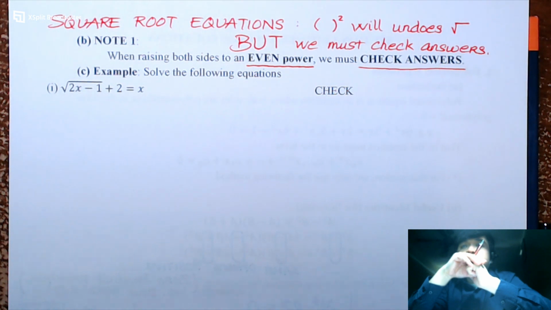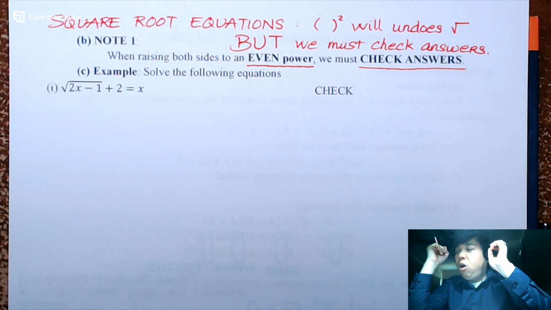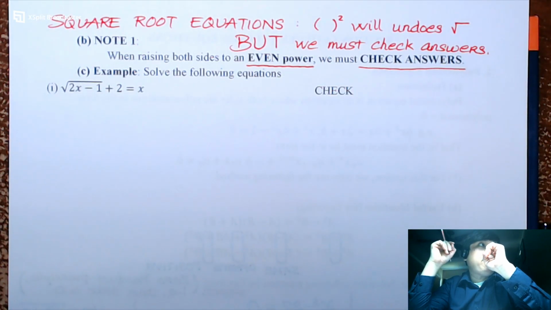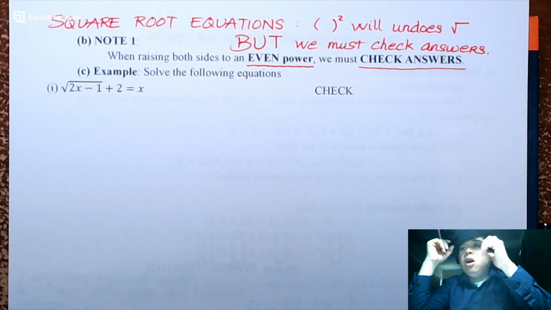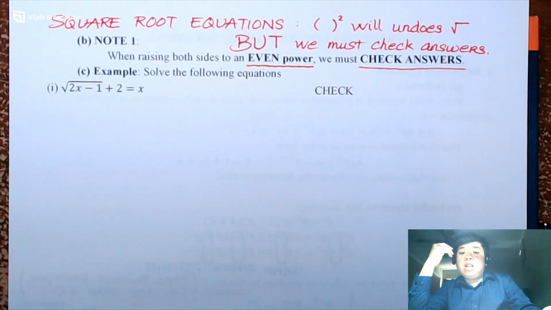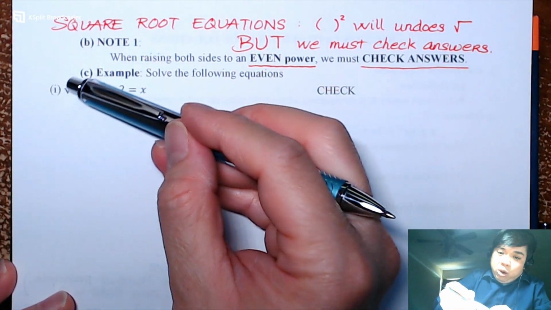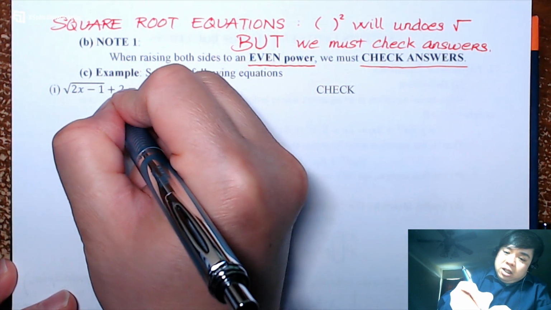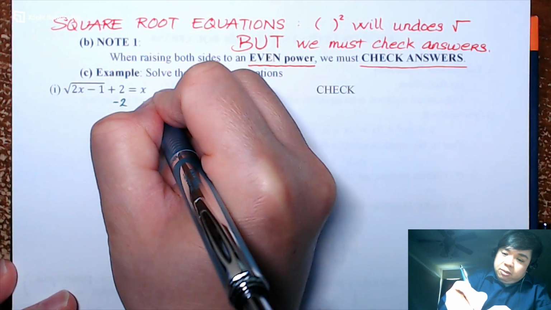So that's a very important rule. Square both sides or raise both sides to an even power, we must check our answers. But in this case, it is called the square root equation. The first step is to get the square root by itself. So in this case, I will subtract 2 on both sides.